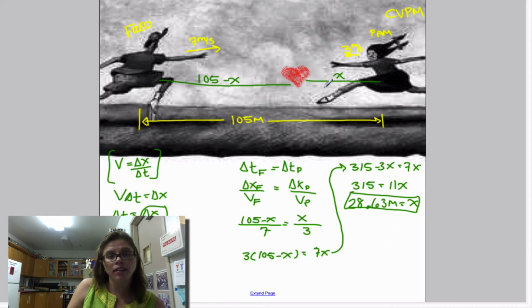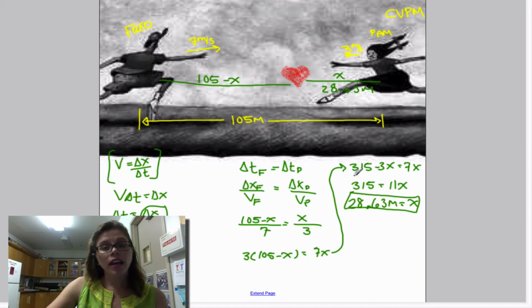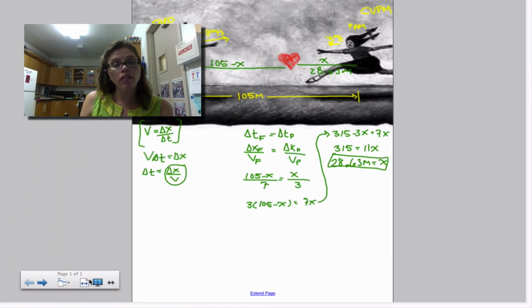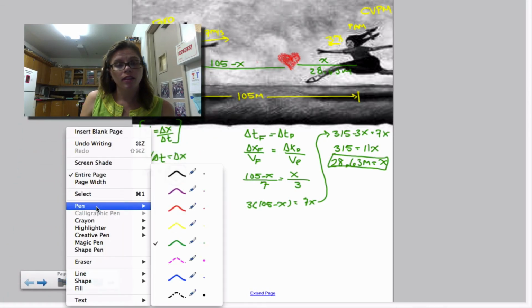Okay, so that makes sense. This is 28.63 meters, and this is the rest. So this is bigger than Pam's. Very good. Okay, now if we want to, we can also do this graphically. So if we were to have some graph paper and be very, very careful with things, and get a different color pen here.